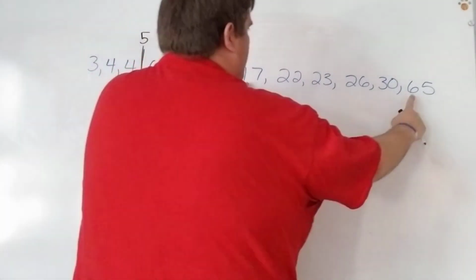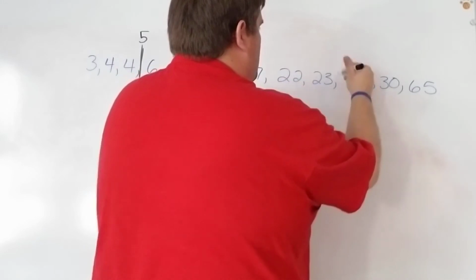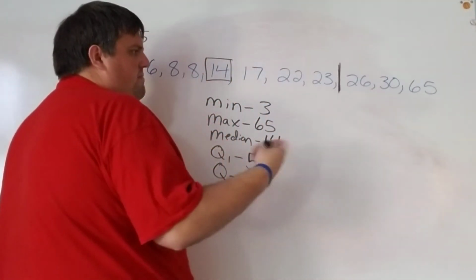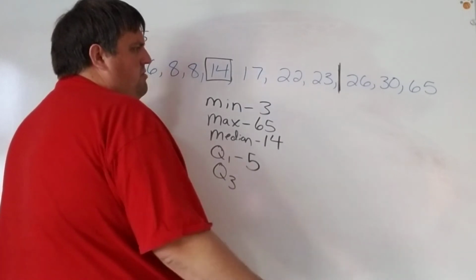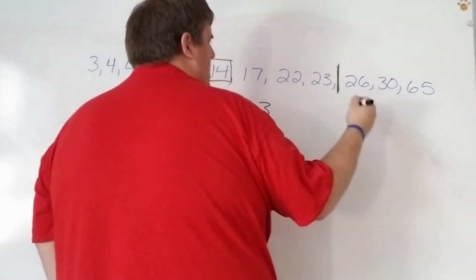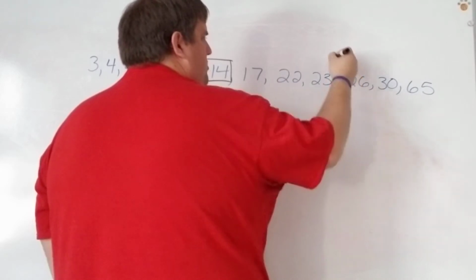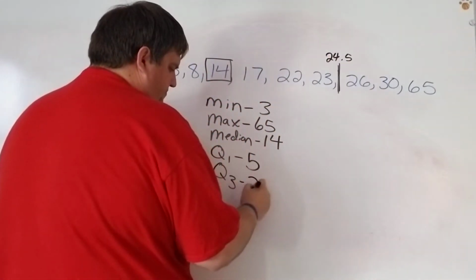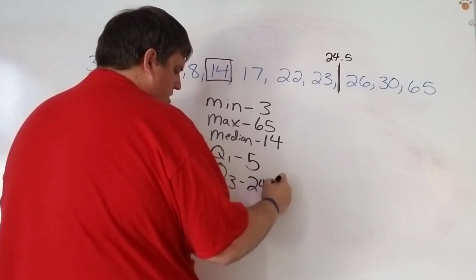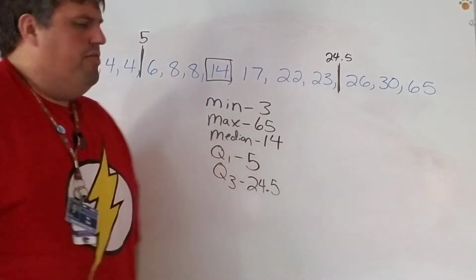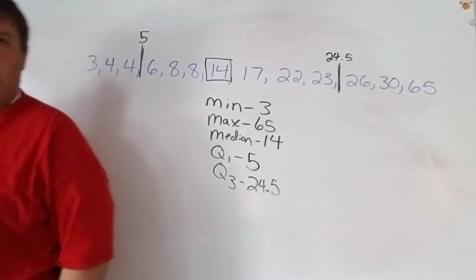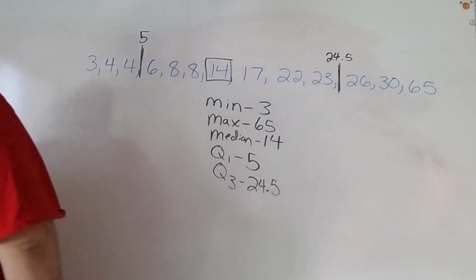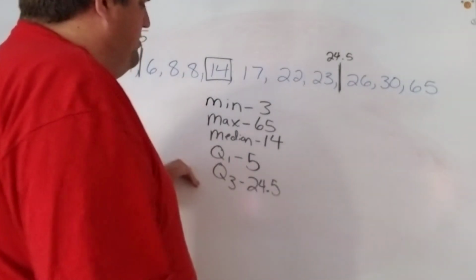And we do the same thing over here. 23 and 26, you add them up, which is 49, divided by 2. And that is going to be, what is that going to be? 24.5, right? 24 and a half. So those 5 numbers, also known as the 5-number summary sometimes, are basically what you're going to need to make your box and whisker plot.